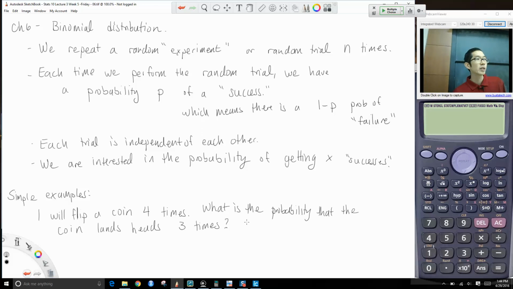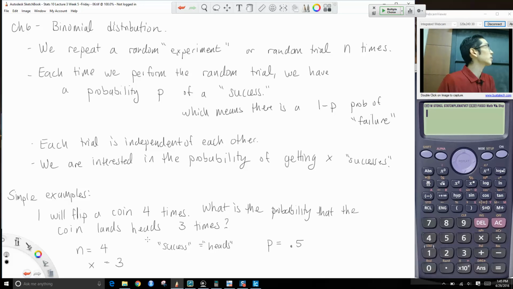Okay, so in this case, our n is 4. We are repeating the trial 4 times. A quote success is heads. And then P is the probability of a success, which is going to be 0.5, and our X, we are interested in seeing X is equal to 3 successes. Is that okay?